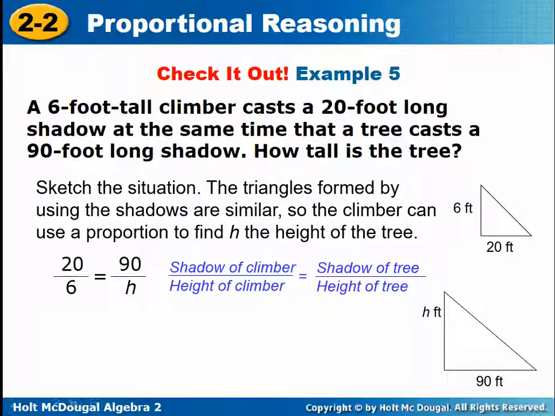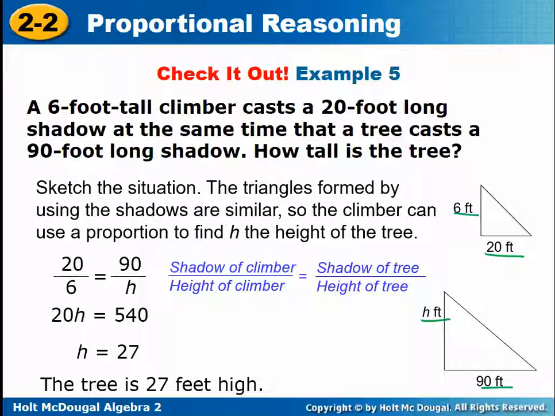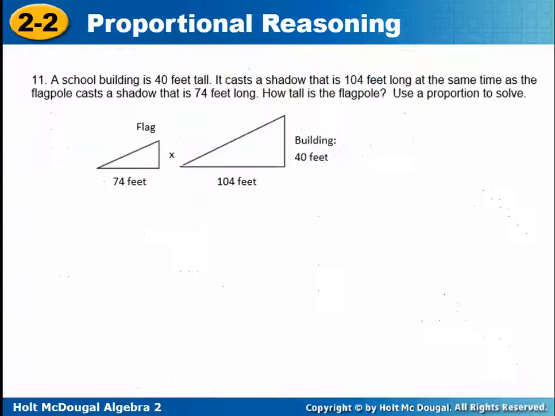So in this one, they decided to do the shadow of the climber over the height of the climber is equal to the shadow of the tree over the height of the tree. And they solved this and found that the tree is 27 feet high. Here's an example from your homework. And I don't remember if I changed these values or if this is exactly your homework question.